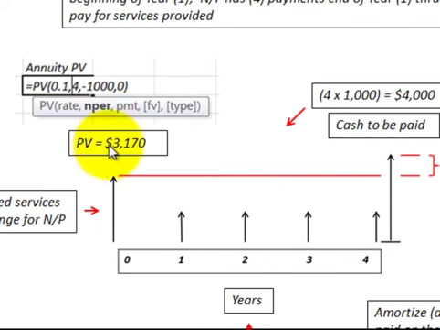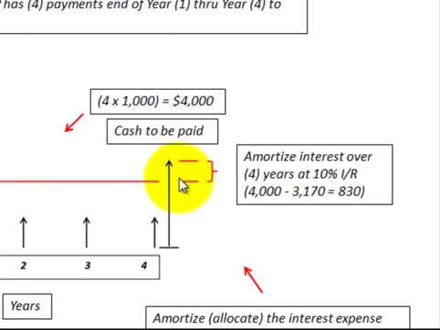So after calculating the annuity present value here of those payments, it was $3,170. So now we can determine how much interest expense we paid. So we know we're getting $4,000 minus the $3,170 present value of those four payments of $1,000 each equals $830.